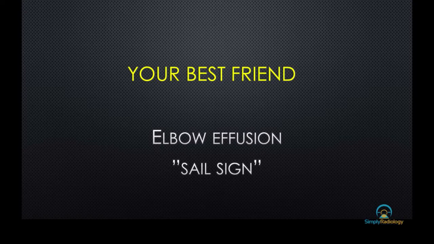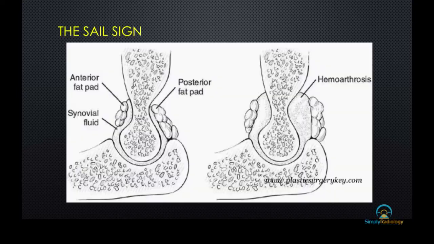Alright, so the next thing I want to show you is the elbow effusion, which is also your best friend when it comes to diagnosing elbow joint fractures. This is also called a sail sign, and you will understand why later. But basically, what is it about here? If you see the elbow joint drawn up like this nicely, you can look here. In normal cases, there is a fat pad in front and behind the humerus, the distal humerus.